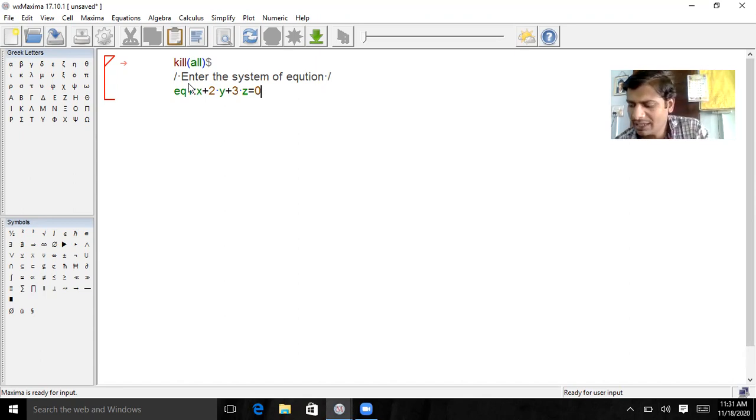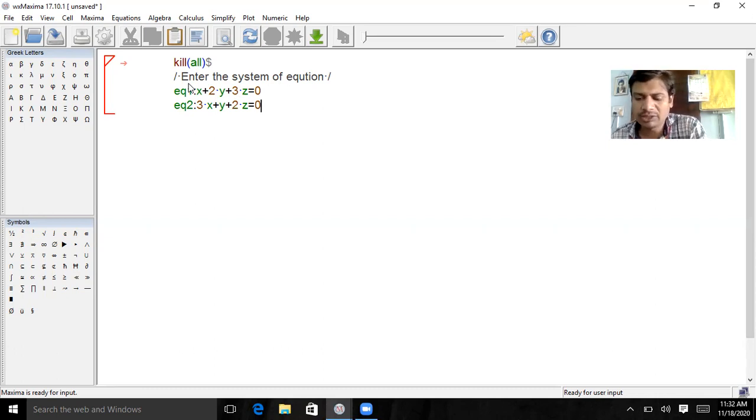Next go to the second line. Press enter, then go to the next line. Type EQ2, that is equation 2, then colon. Equation 2 is 3x plus y plus 2z equal to 0. 3x means 3 star x, plus y, plus 2 star z, equal to 0.